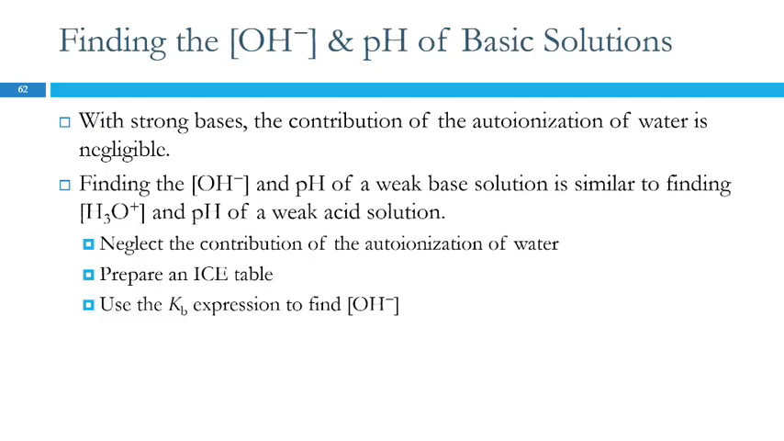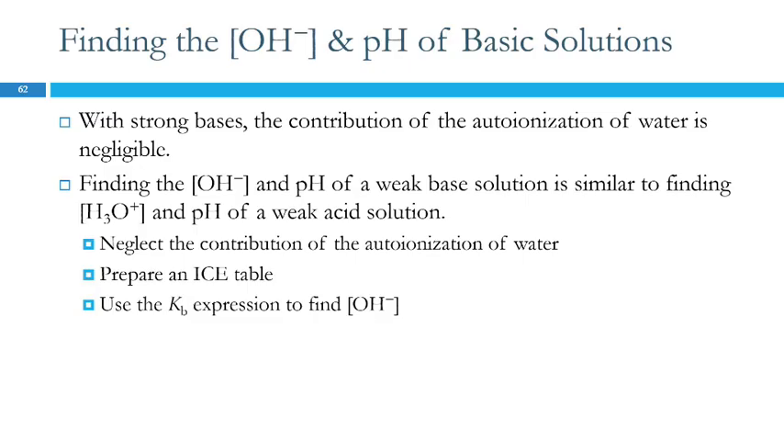So, finding hydroxide ion concentrations and pHs. If you've got a strong base, the contribution of the autoionization of water is negligible. We just ignore it. So that's not a problem. If we're looking at a weak base, we can find the hydroxide ion concentration and eventually the pH in a very similar way to what we did for weak acids.